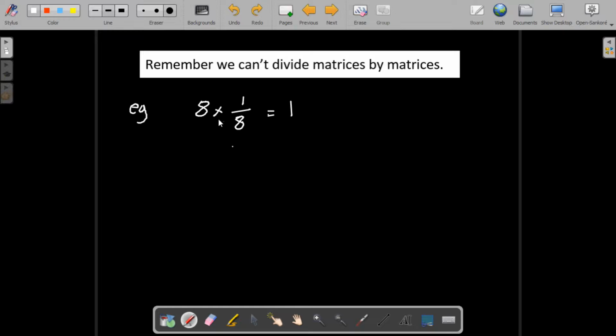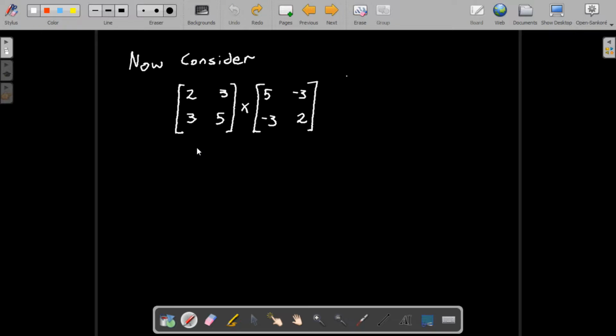So that's with just ordinary numbers, but we're going to do a similar thing with matrices. We've got this matrix, we'll call this A, and we don't know what this one is, so we'll call it B. So we're multiplying matrix A by matrix B. Matrix A is 2, 3, 3, 5, matrix B is 5, minus 3, minus 3, 2. We can do that just by hand, and it'd be a good opportunity for you to pause the video now and have a go at multiplying these two matrices out.